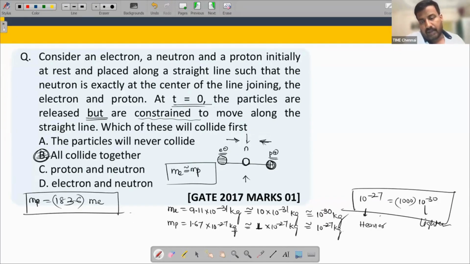Okay. So it's a very heavy object. In other words, mobility of electron is high, mobility of proton is low. So the proton will move slowly, the electron will move fast. So electron and neutron will collide first. Is that clear? Okay.